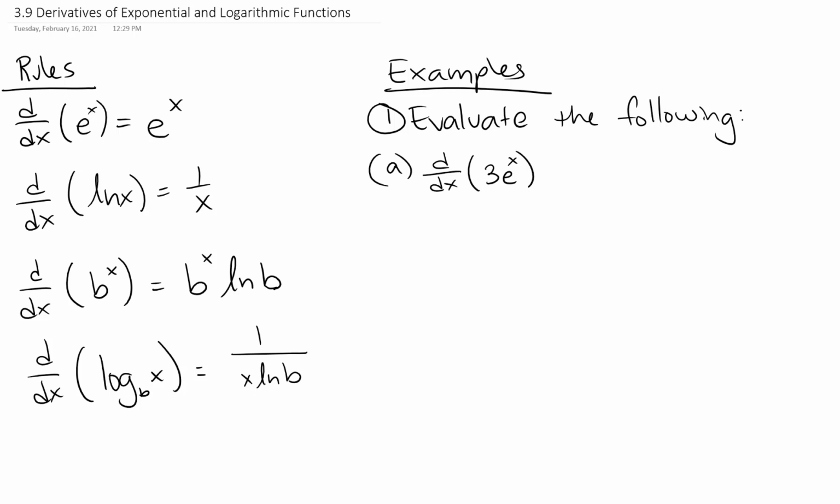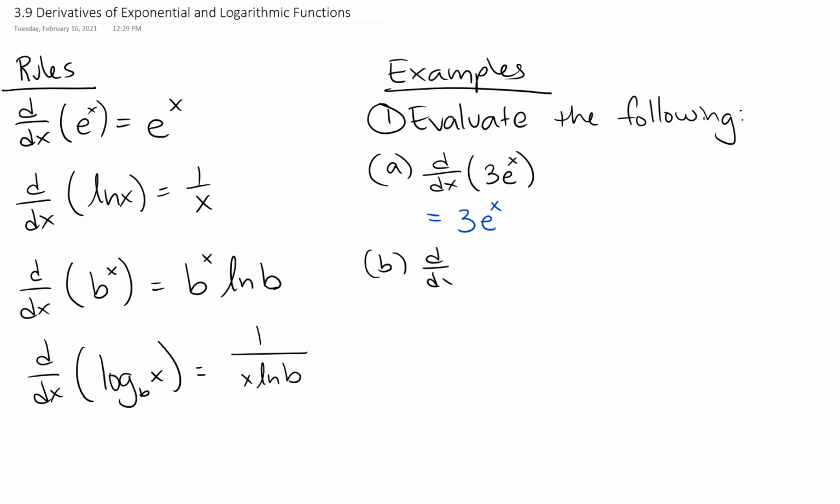All right, now we're going to try a few straightforward examples before we move on to some that involve techniques we've learned recently, like the chain rule and the product rule and the quotient rule. But first, part A here, all we have is a constant multiple, 3 times e to the x. So if we take the derivative with respect to x, the 3 stays, and the derivative of e to the x is just e to the x. Pretty straightforward.